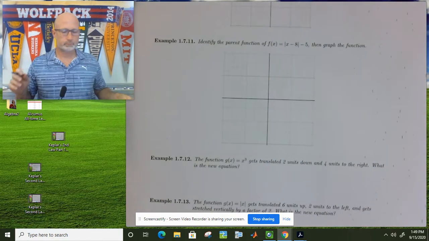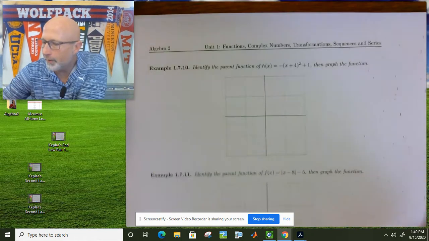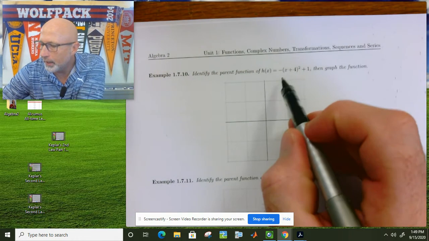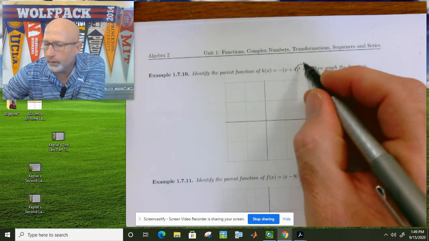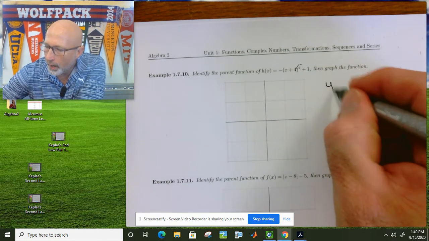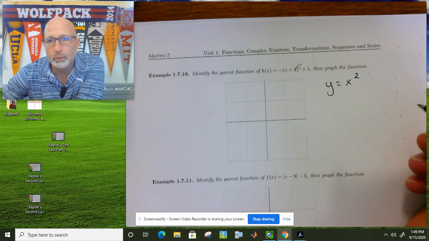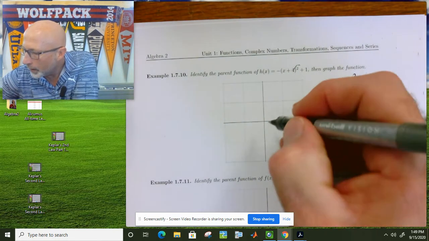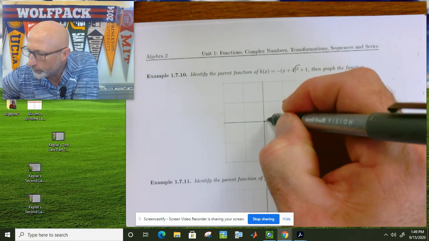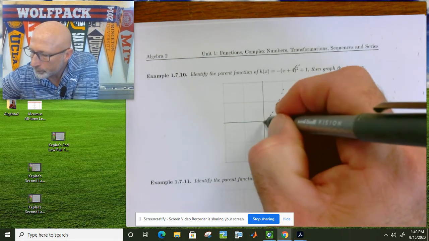Okay, next question. Okay, identify the parent function of y is equal to negative (x plus 4) squared plus 1. The squared is the big indicator there. So y is equal to x squared is going to be the parent function, or f of x, or whatever you want to call it. Okay, and that graph would look like this.